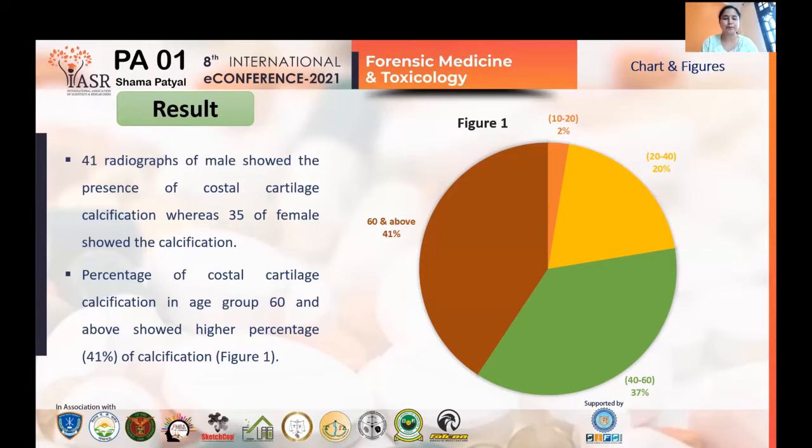Now, result of my study. Out of 200 radiographs, calcification was observed in 41 males and 35 females chest radiographs. Percentage of calcification was higher in age group of 60 and above, that is 41%, and least in 10 to 20, that is only 2%.